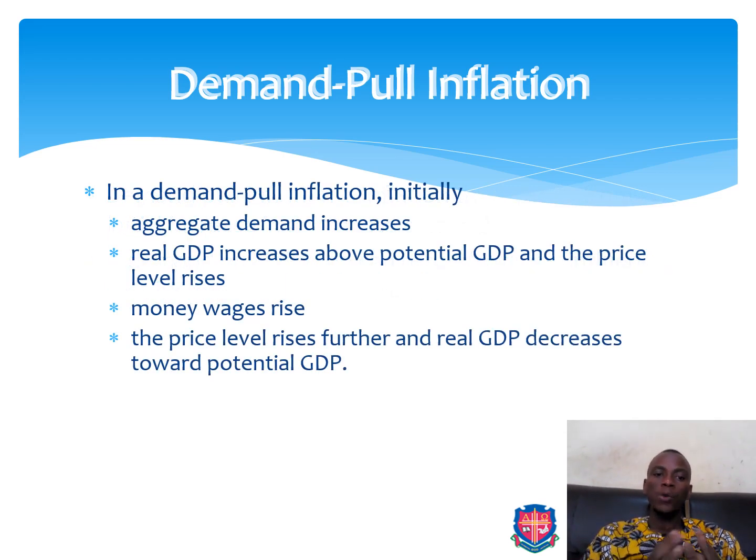Okay, so we are saying in demand pull inflation, aggregate demand increases, the real GDP increases above the potential, and the price level rises. I'm going to talk about real and potential GDP in the graph which will follow.